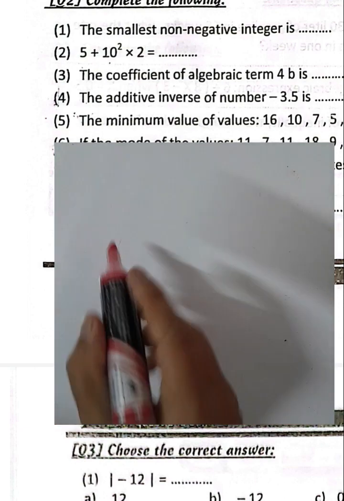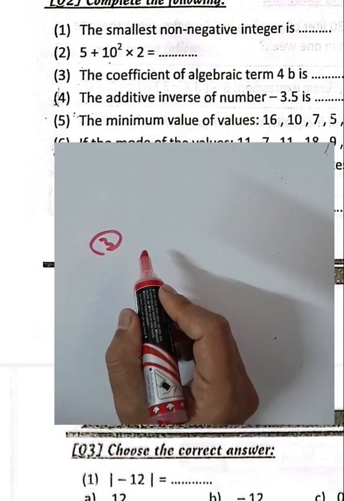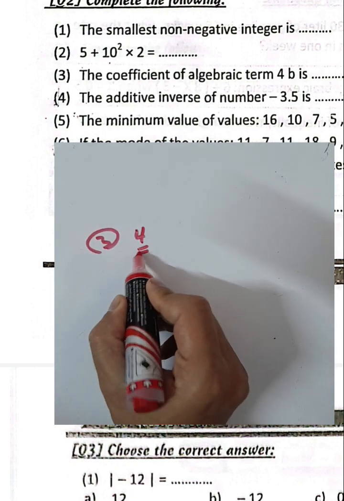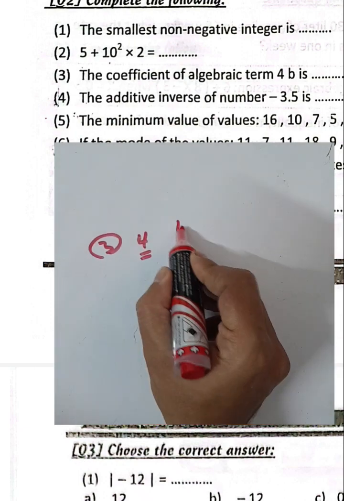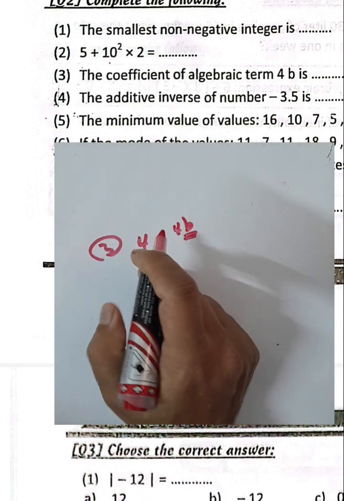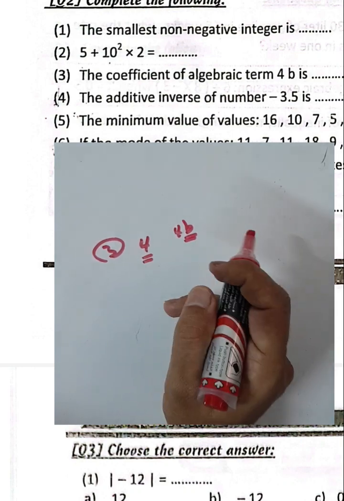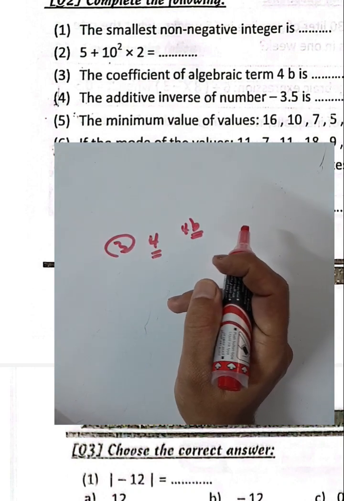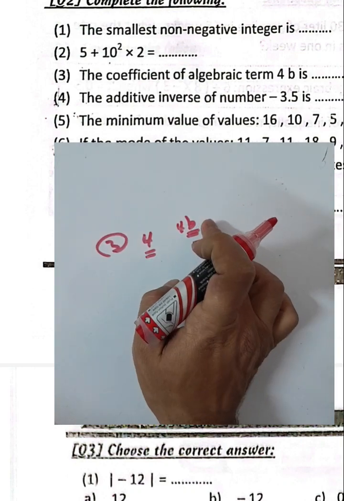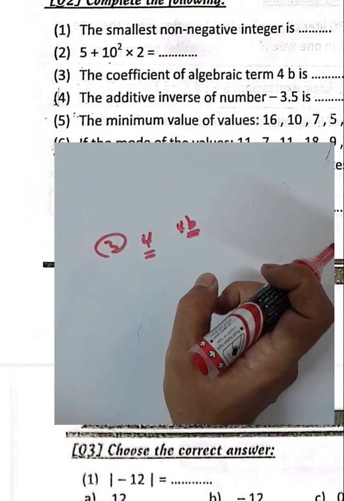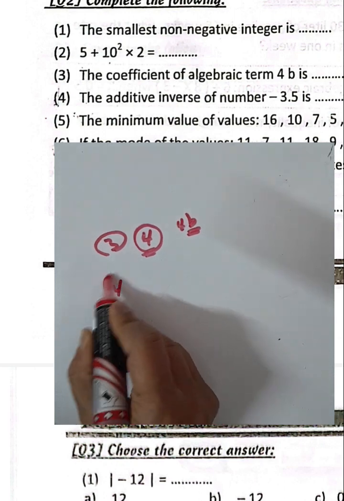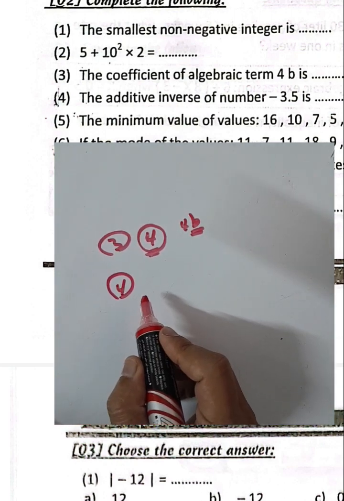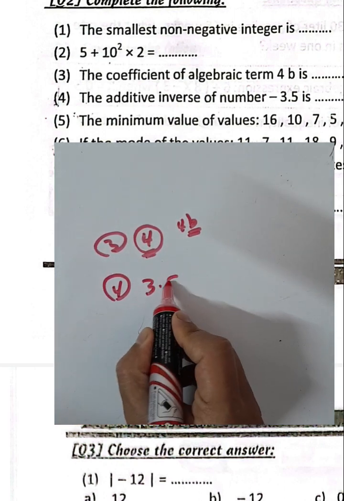Question 3. The coefficient of the algebraic term 4b will be 4. 4 is not the constant, it's the coefficient. For b, we have here 4b. 4 is called the coefficient, or the numerical factor, okay. But b is called the verbal or algebraic factor. The result will be 4, okay. Question number 4. The additive inverse of -3.5 will be 3.5.